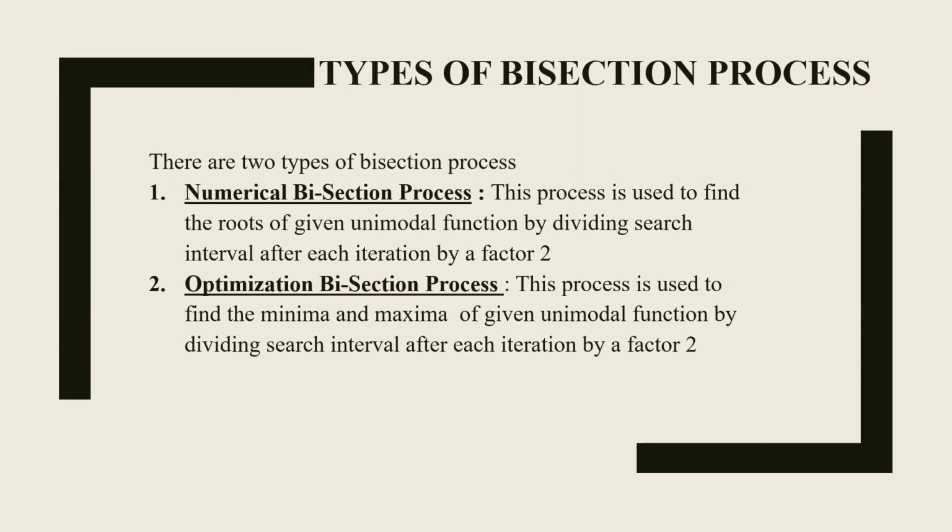Now let's discuss the types of bisection process. There are two types of bisection process: numerical bisection process and optimization bisection process. Firstly, we go through the numerical bisection process. This process is used to find the roots. It also divides the given interval into two. Then coming to the optimization bisection process. This process is used to find minima and maxima of a given unimodal function. It also divides the given interval by a factor of 2 at each iteration.